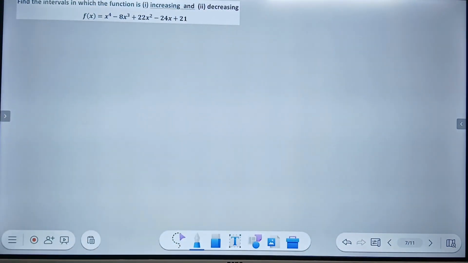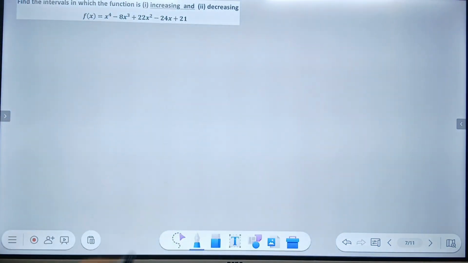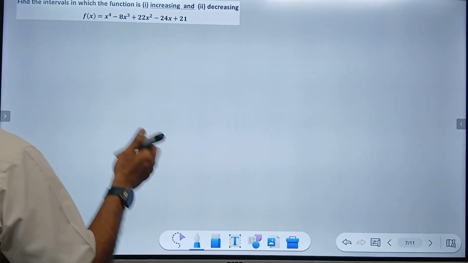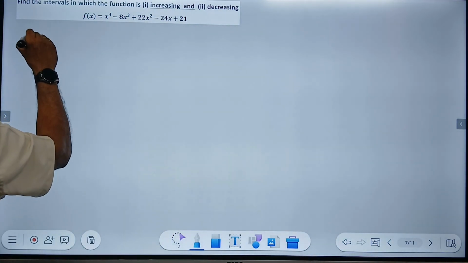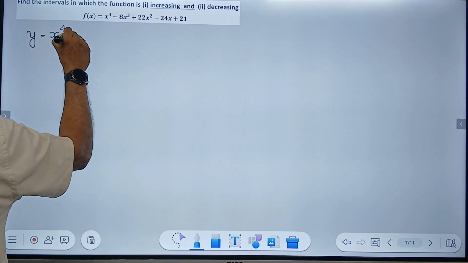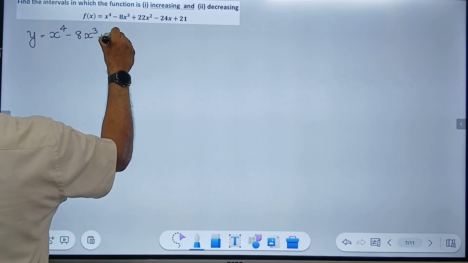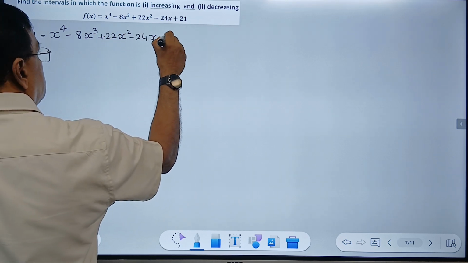We'll try one more question. This is a 4th degree equation. The previous 2 problems were of degree 3. This is a 4th degree equation, so let's see how complicated it gets. And the power increases. So y equal to x power 4 minus 8x cube plus 22x square minus 24x plus 21.